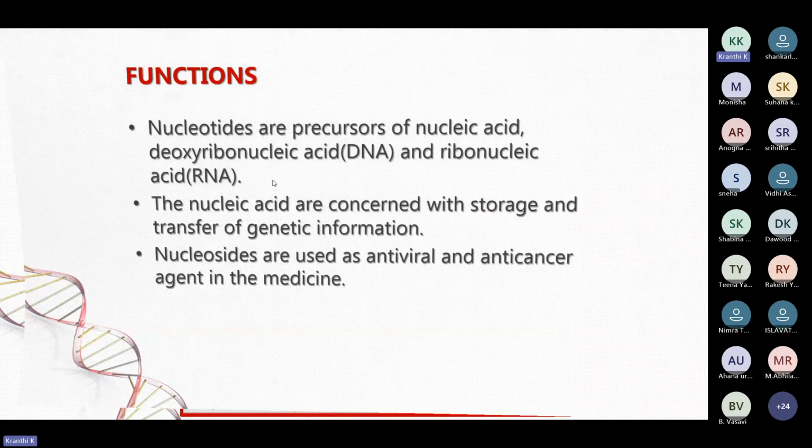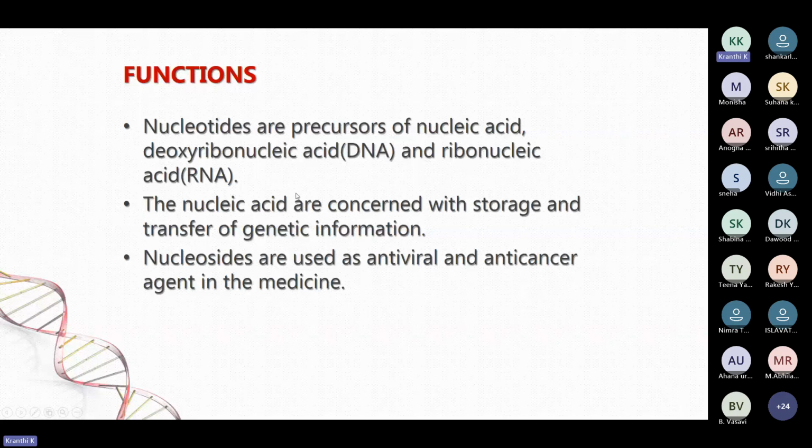Okay, so what are the functions here? Nucleotides are precursors of nucleic acids, right? To form the nucleic acid, definitely we should have the nucleotides. With the nucleotides only, the nucleic acid may form. What is a nucleic acid? It's nothing but DNA, RNA, right? So nucleotides are the precursors of the DNA and RNA. The nucleic acids are concerned with storage and transfer of the genetic information. Nucleosides are used as antiviral and anti-cancer agents in medicine. I will explain how these are used as antiviral and anti-cancer agents in medicine.